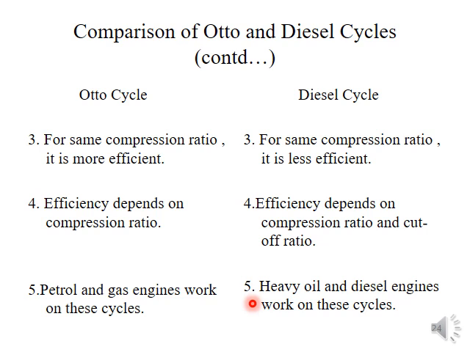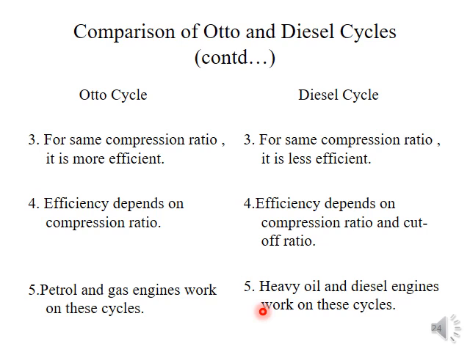So five points are very important. The first point is the processes. I am telling first the Otto cycle, next the diesel cycle. The Otto cycle consists of two adiabatic processes and two constant volume processes. Whereas the diesel cycle consists of two adiabatic processes, one constant volume and one constant pressure process.